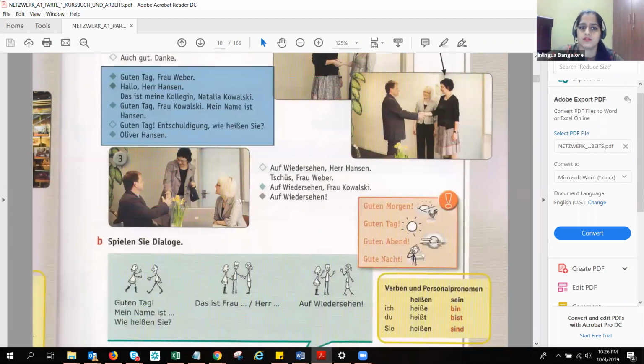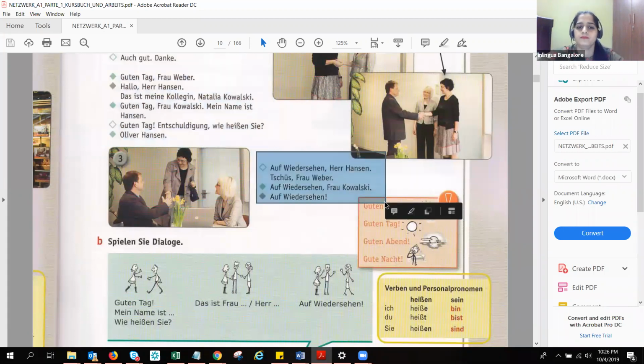Okay. Swam Babu, can you quickly read this? Auf Wiedersehen, Herr Hansen. Tschüss, Frau Weber. Auf Wiedersehen, Frau Kowalski. Auf Wiedersehen.